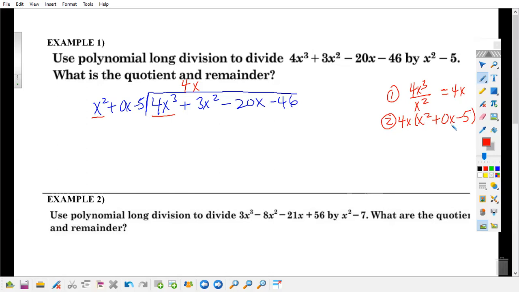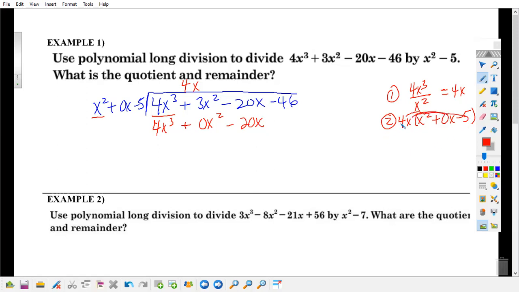Wait, I have a question about step 1. Yes. How come we wouldn't do 4x cubed divided by x squared minus 5? You only divide the first terms because the first term leads into everything else. Okay, so 4x times x squared is 4x cubed. 4x times 0x is 0x squared. 4x times negative 5 is negative 20x.